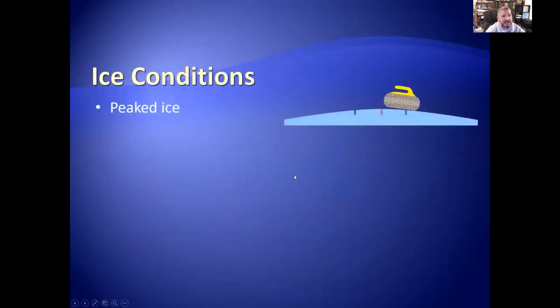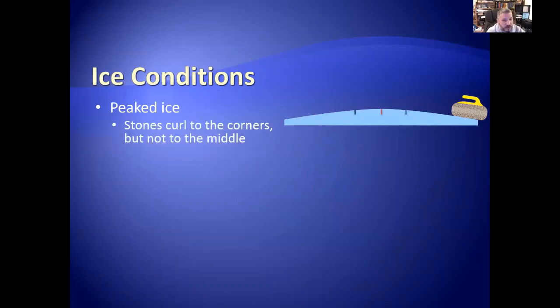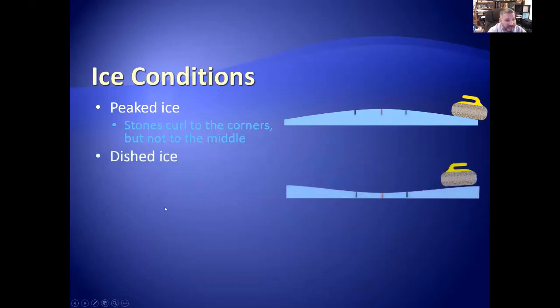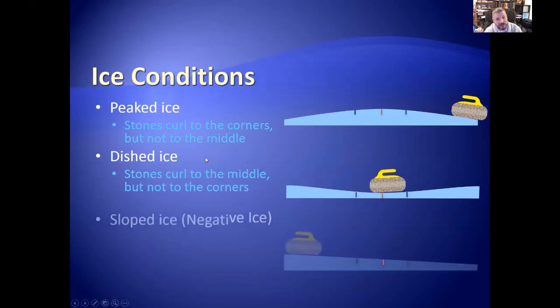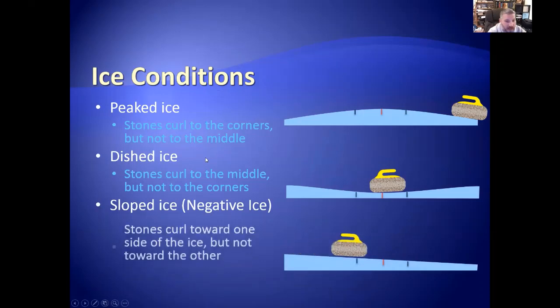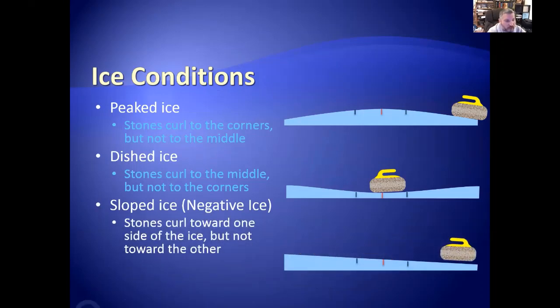So let's talk about some ice conditions. Peaked ice, right? So that's where the stones curl to the corners, but not necessarily curl towards the middle. There's dished ice. That's where the stones curl to the middle, but not necessarily to the corners. There's sloped ice, where all the stones are curling in one direction, regardless of what handle you put on, what spin, counterclockwise or clockwise, in-turn or out-turn. Those are the different jargon terms that we use.